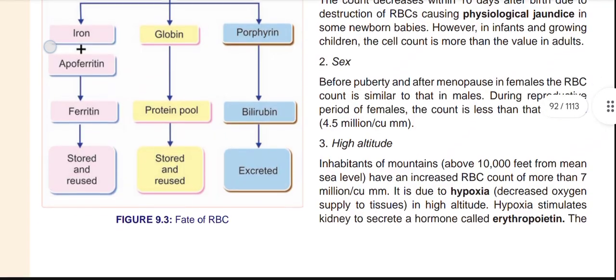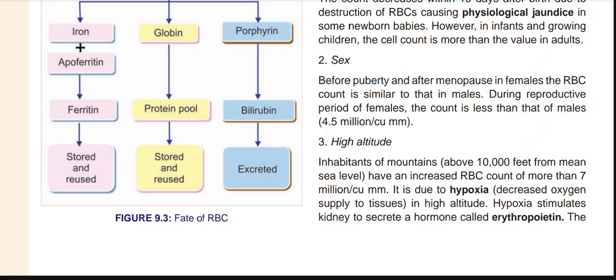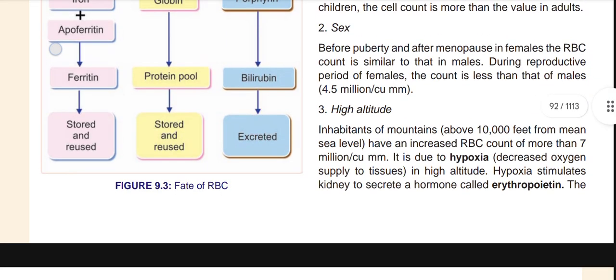That is nearly about 4.5 million per cubic mm. High altitude. Inhabitants of the mountains have an increased amount of RBC, generally more than 7 million per cubic mm, due to the hypoxia condition. What is hypoxia? It is decreased oxygen supply to the tissue in high altitude.